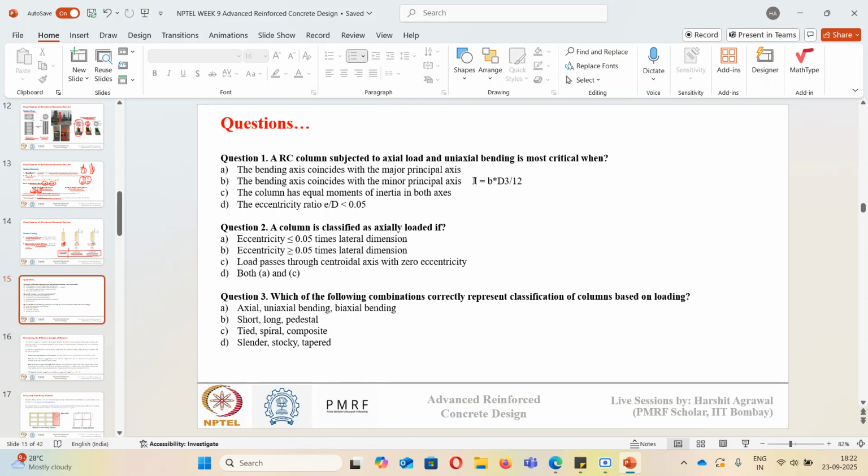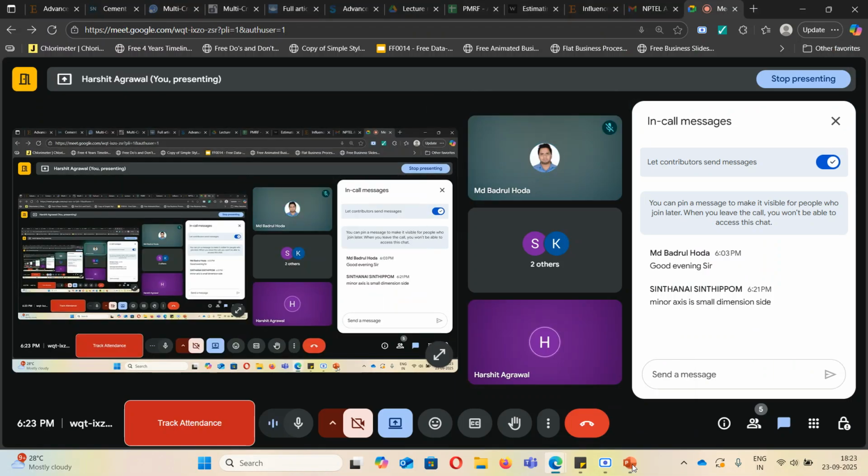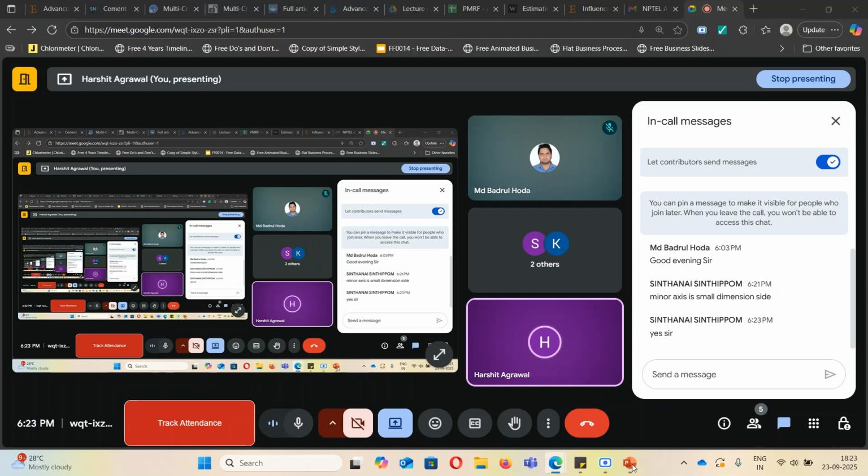The axis which has lower moment of inertia, that is the minor axis, is weaker compared to the axis which has higher moment of inertia, because if the moment of inertia is smaller, it won't be able to resist bending as well. So the most critical direction will be when the bending axis coincides with the minor principal axis. Got the reasoning, what is major and what is minor principal axis? Yes sir. So along the minor principal axis, the stiffness is also lower. If the stiffness is lower, design will be more critical.